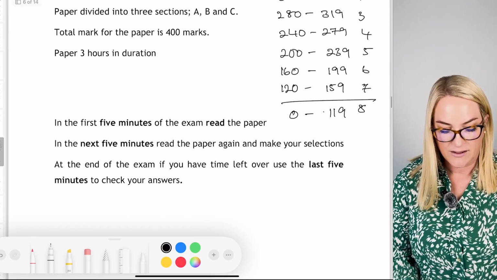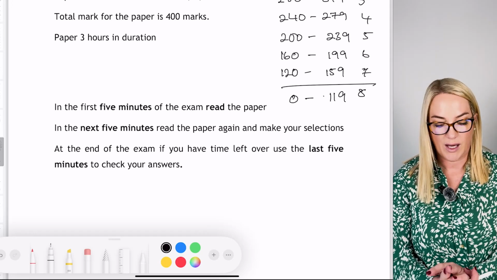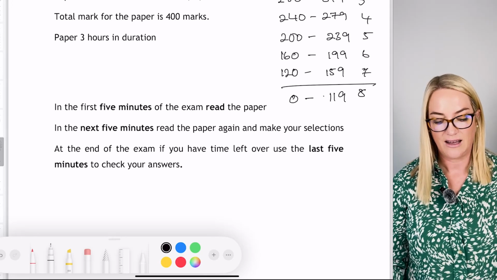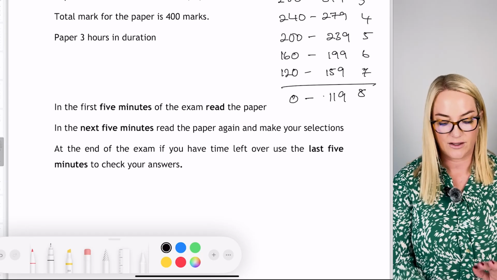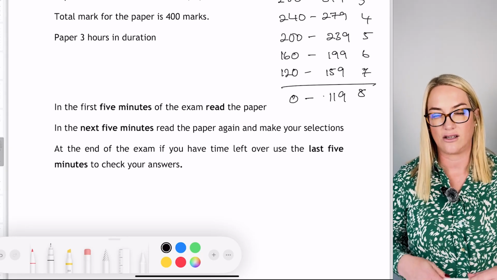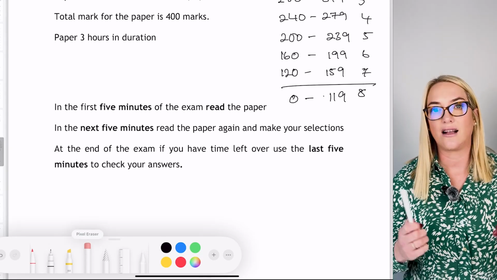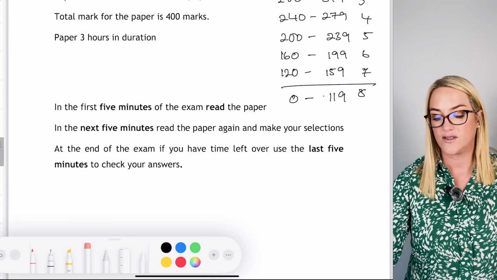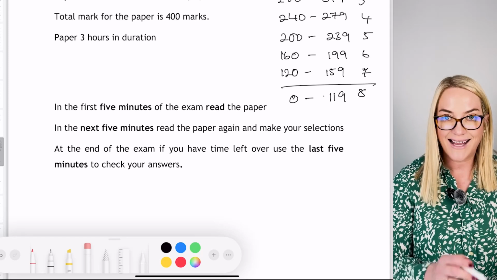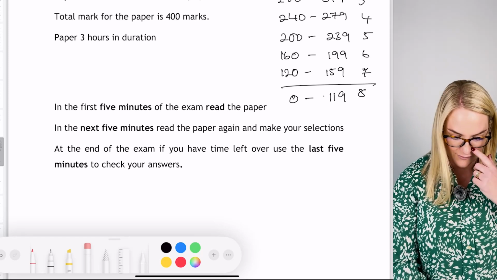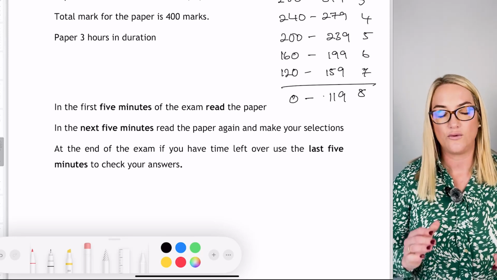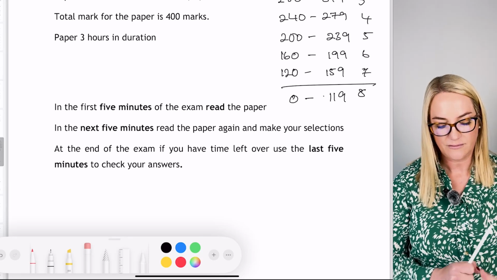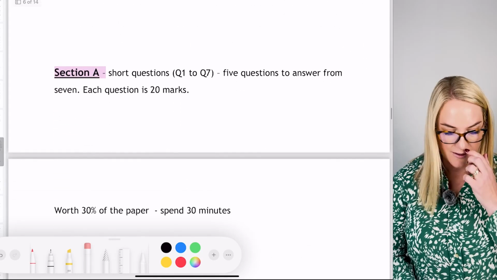I would advise my students, in your first 5 minutes when you get the paper, to open it up and read the exam. Then in the next 5 minutes, read the paper again and start making selections. Questions will jump out and you'll be delighted they're there. Circle those numbers. At the end, if you have time left over, use the last 5 minutes to read through your answers.